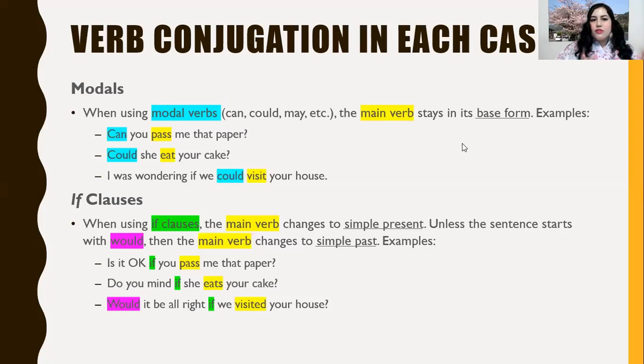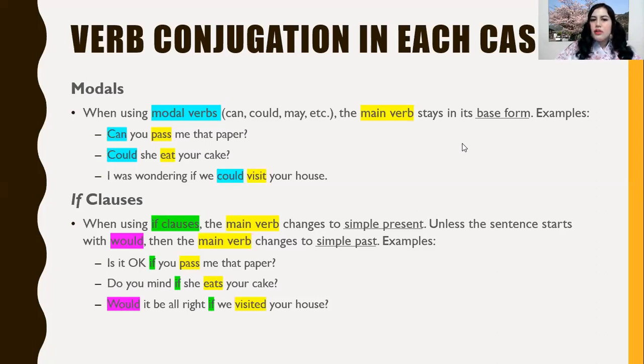Then if we have if clauses, the main verb is going to be changing. Depending on if it's only the if clause, it's going to be in simple present. But if we include would, then it's going to be in simple past. So for example, is it okay if you pass me that paper? Do you mind if she eats your cake?